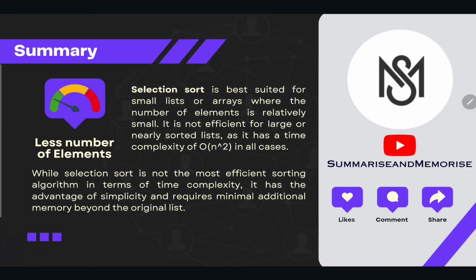Finally, to summarize it all, selection sort is best suited for small lists or arrays where the number of elements is relatively small. It is not efficient for large or nearly sorted lists. While selection sort is not the most efficient sorting algorithm in terms of time complexity, it has the advantages of simplicity and requires minimal additional memory beyond the original list.